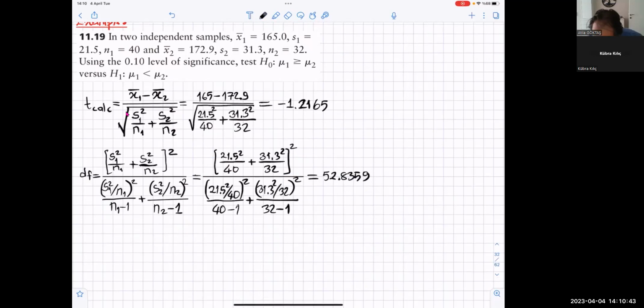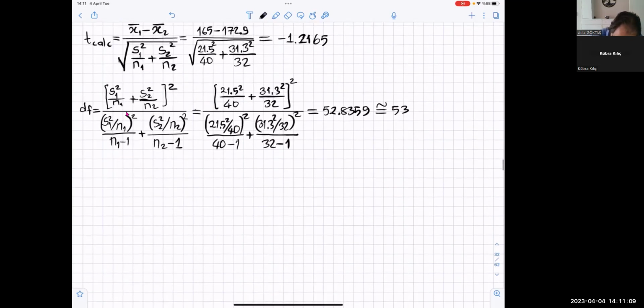As I told you earlier, I cannot use decimal places for the degree of freedom. I will round it to the closest integer, which is 53. Once the alpha level is 0.10, this is right-sided, so the critical value would be T 53 and 0.10. That's the value I will be dealing with.